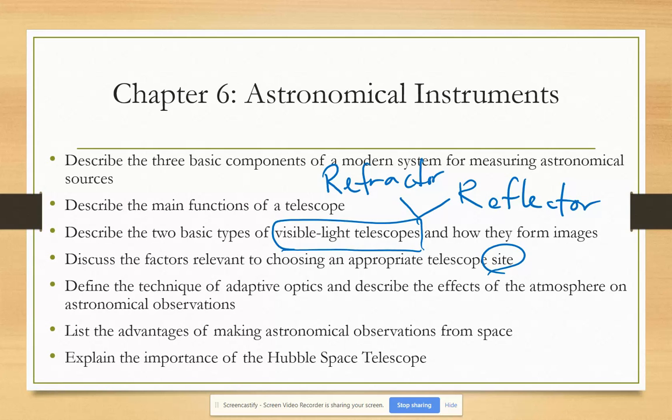Okay, larger means that you have more light coming in. The idea of the light bucket. The area is proportional to the radius squared, and so you double the radius, you quadruple the amount of light that comes in. For research-grade astronomy, you're looking for very faint things, so that's a big deal.